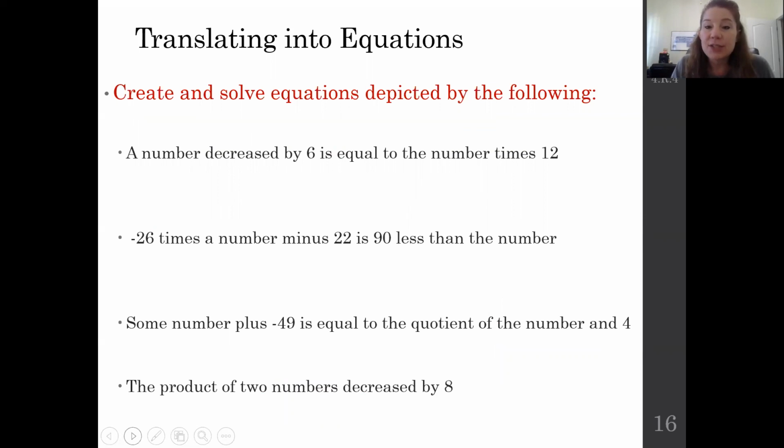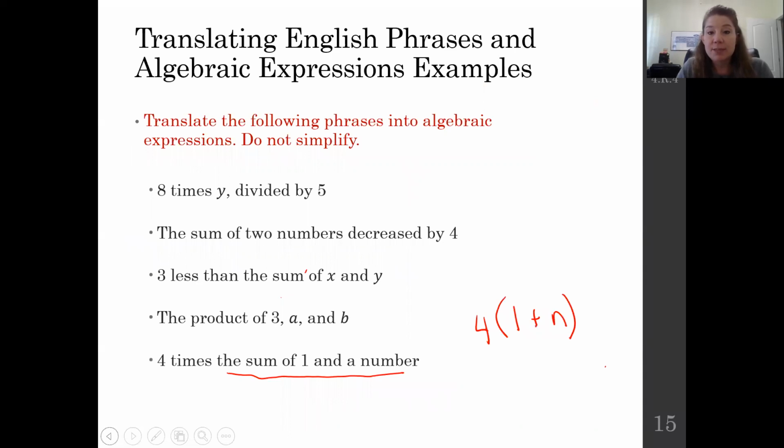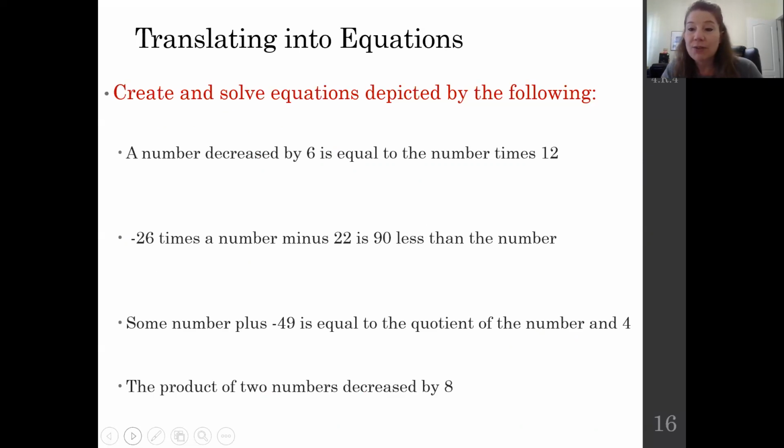All right, translating into equations. Create and solve the equations. Not only are we writing, the ones that we just did are expressions, because these expressions did not have equal signs, and you can't solve an expression because you don't know what the variable's value is. However, anytime you have an equal sign, you can always figure out what the variable's value is. So the difference in expressions and equations is equations have equal signs.